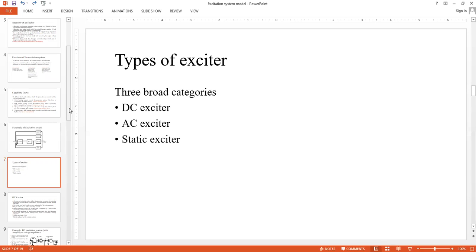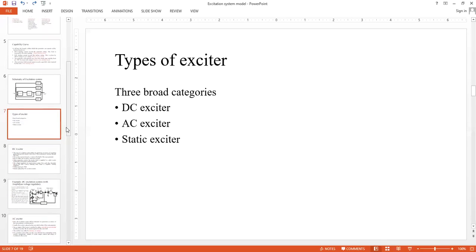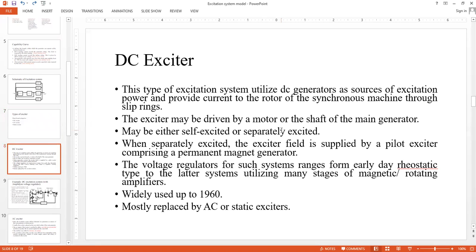So I will share a paper that is an IEEE Task Force Committee report, where you may find further detail on the different models available or models that are proposed by the IEEE Task Force Committee. That is some additional reading, of course. So now let's look into the DC exciter.